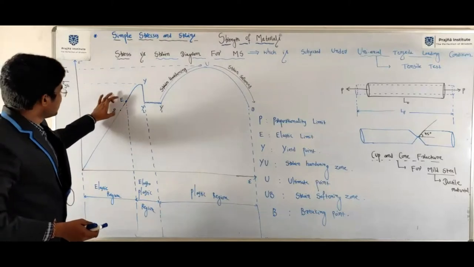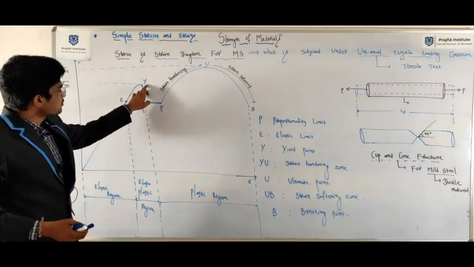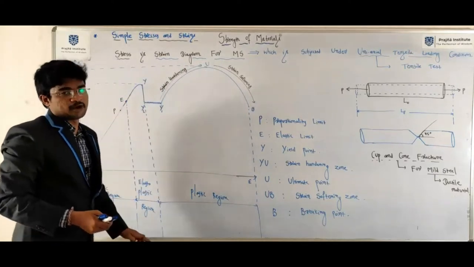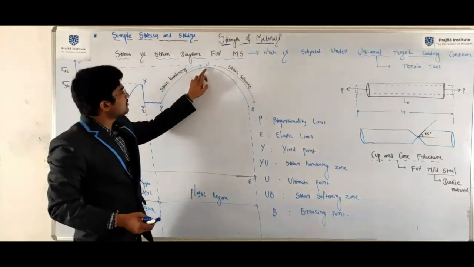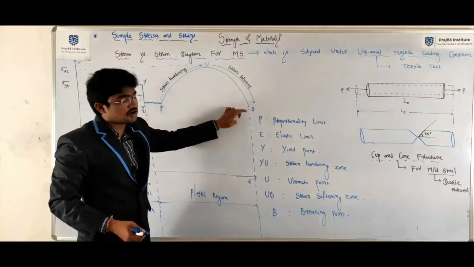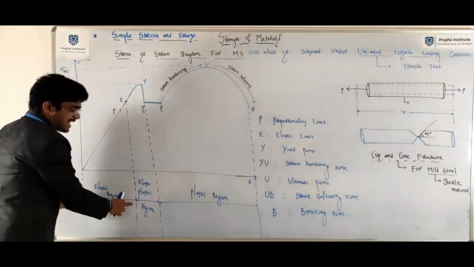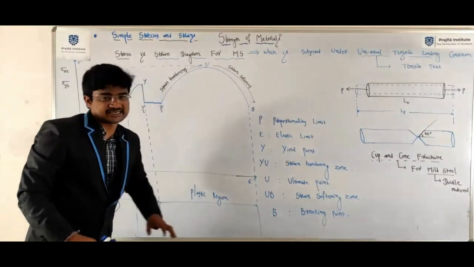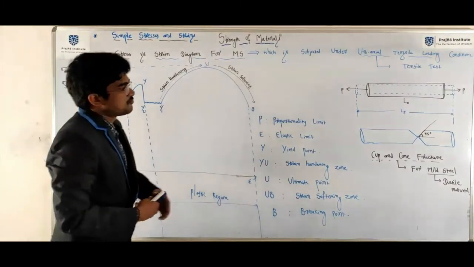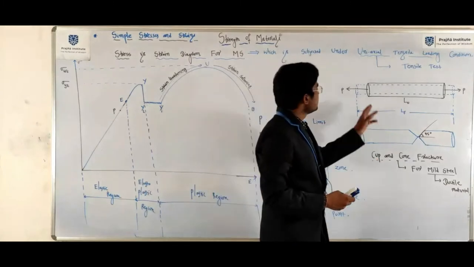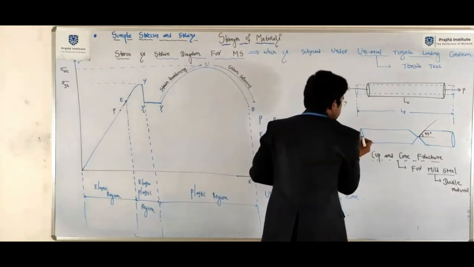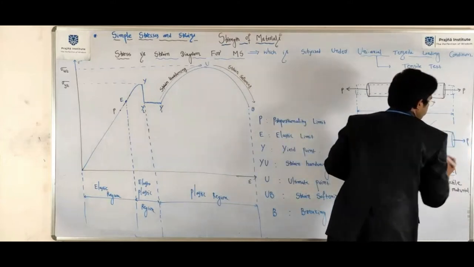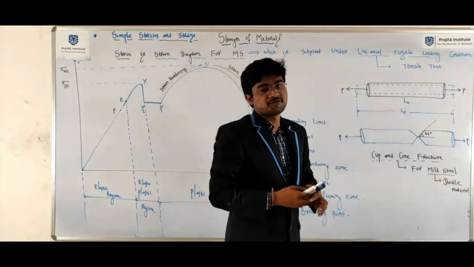Proportionality limit, elastic limit, yield point, ultimate point, and breaking point. Strain hardening will take place and strain softening will occur. This is the elastic region, elastoplastic region, and plastic region. For mild steel under uniaxial tensile loading, cup and cone fracture will occur. Okay, cup and cone fracture.